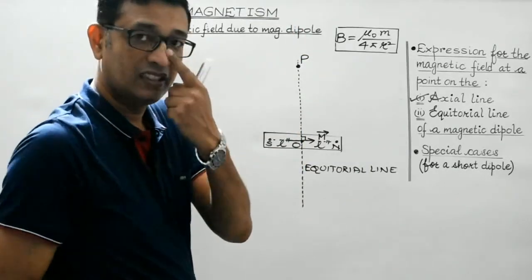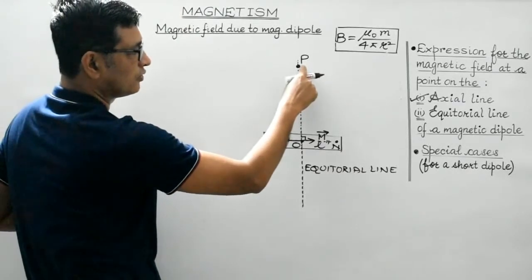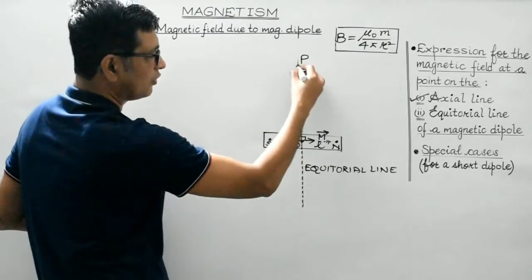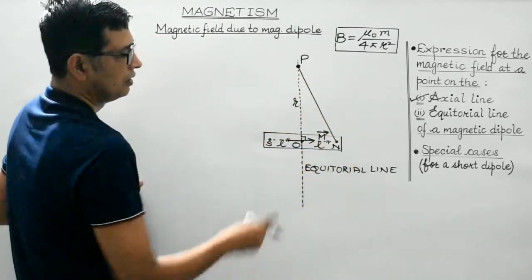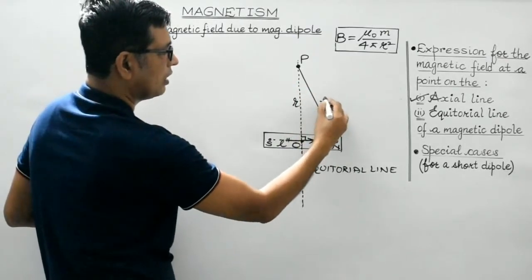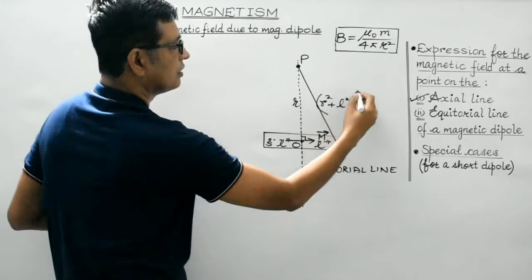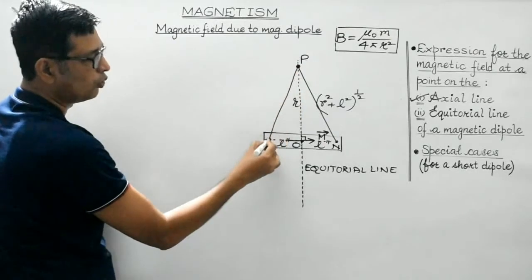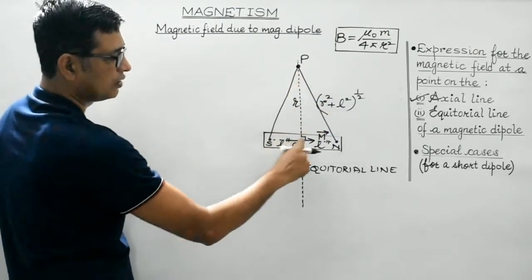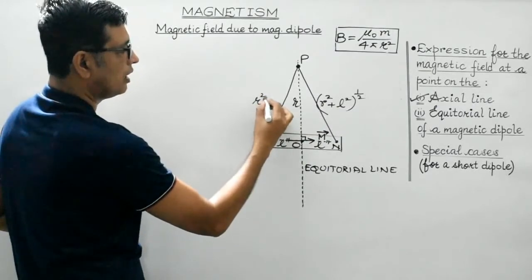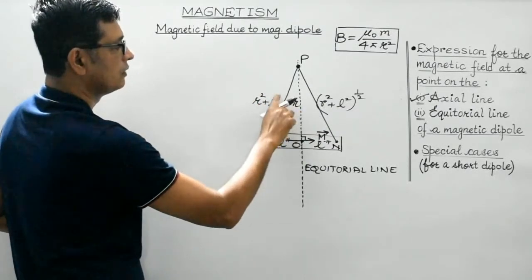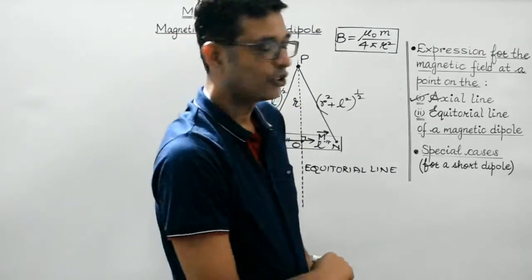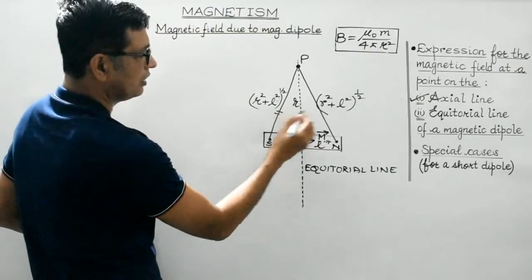As in the earlier article, we have considered the distance of this observation point from the center of the dipole as r, right? For the distance of this observation point from the north pole, we can make use of the Pythagoras theorem. So it will be the square root of r square plus L square. Similarly, the distance of the observation point P from the south pole will be exactly the same, this being perpendicular and this being base. So it will again be the square root of r square plus L square. Clear, students? Okay. So these two are equal.